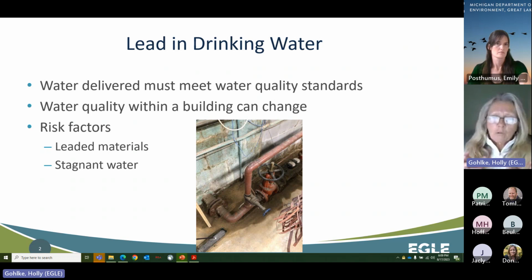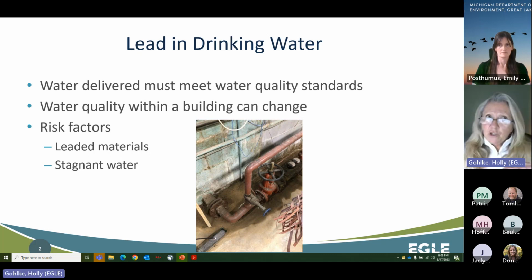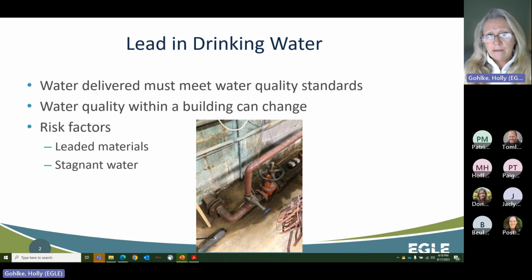But once the water gets inside of the building, it can change. And even though the water coming in is good and is virtually lead-free, or it should be lead-free, the things that are within a building plumbing system can change that water quality from good to bad. And some of those factors: ages of buildings, the type of materials that's in the plumbing system, the amount of water that flows through the building at different times. And basically, there's a lot of different factors that can affect that water once it gets inside the building.